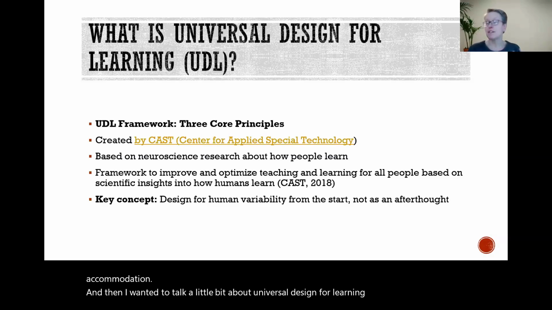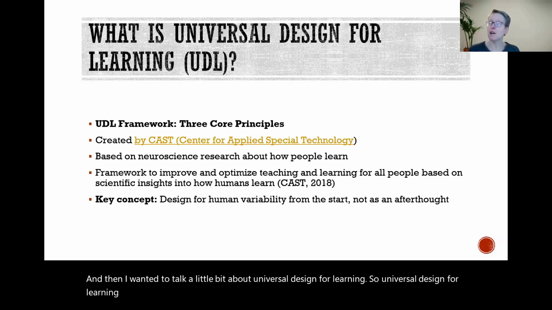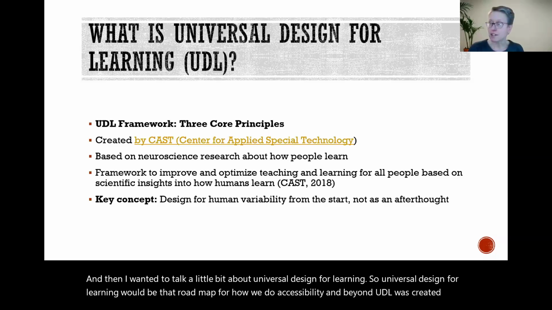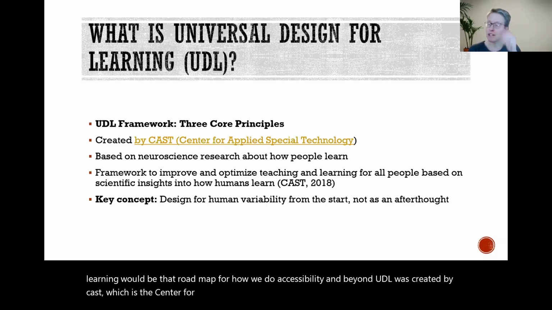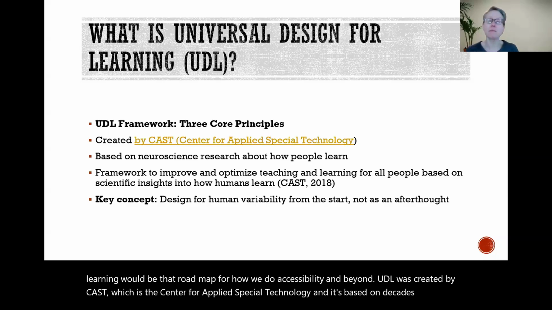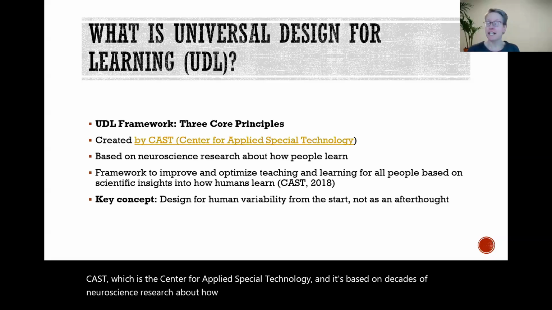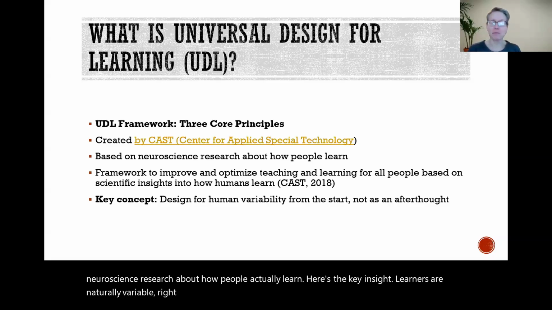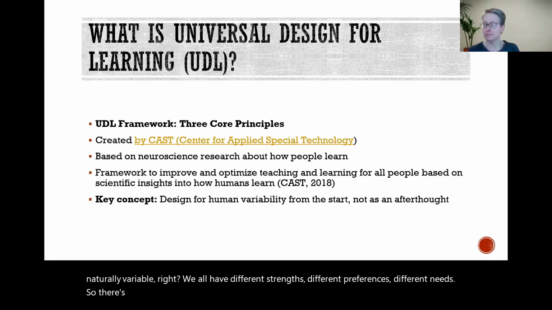So universal design for learning would be that roadmap for how we do accessibility and beyond. UDL was created by CAST, which is the Center for Applied Special Technology, and it's based on decades of neuroscience research about how people actually learn. Here's the key insight. Learners are naturally variable, right? We all have different strengths, different preferences, different needs, so there's no real average student.